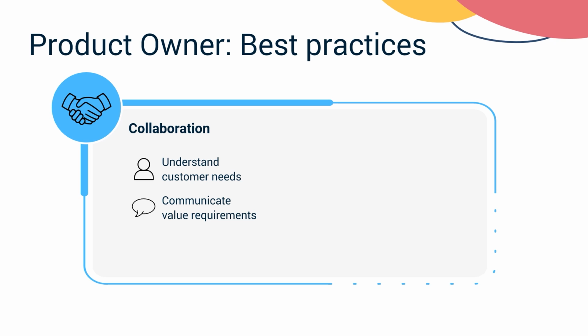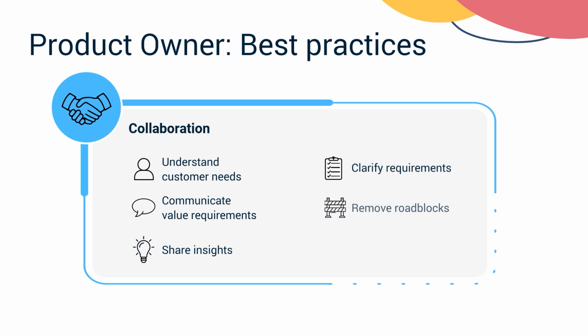Regular communication with the Scrum Master strengthens this understanding. This collaboration happens during Agile ceremonies and daily interactions, where you share insights, clarify requirements, identify obstacles, and remove roadblocks.